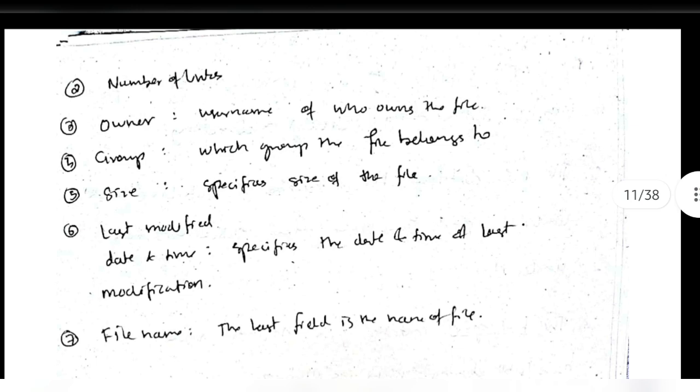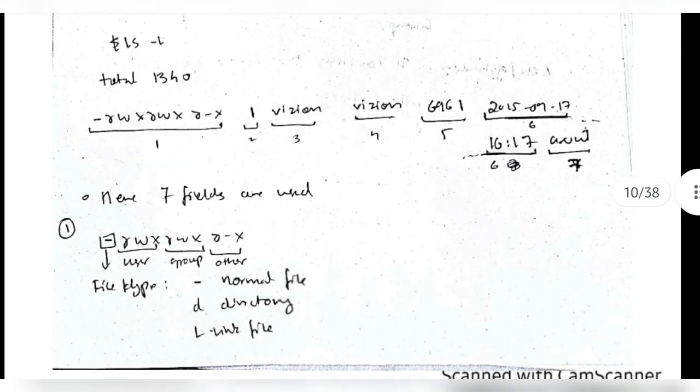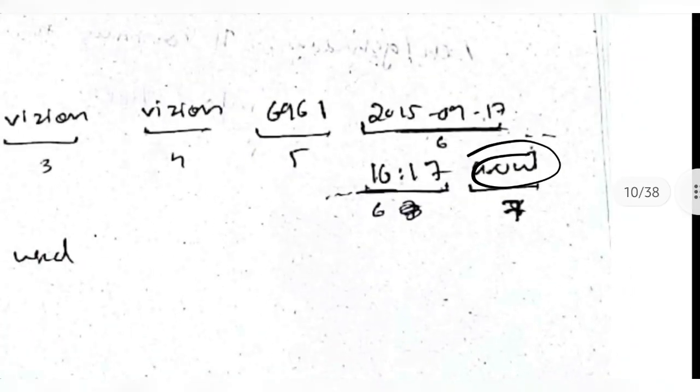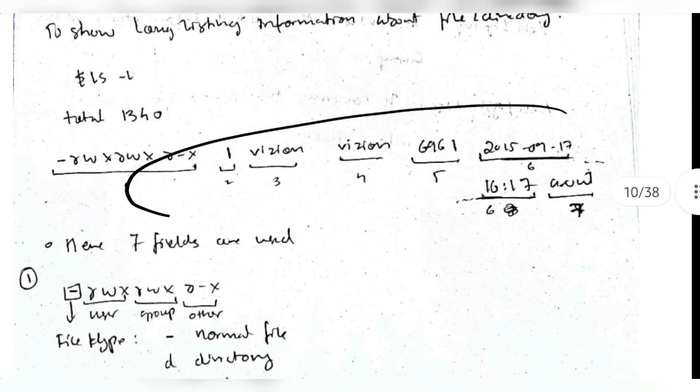The third is the owner, then group, and then the size. Who is the owner? His name will be written, and which group is there? The group name will be written. After that, size. What is the size of this file? This is the owner name and the group name. This is the file size, and this is the date time. And after that, this is the file name. So the file name is a.out. That was the information about a.out.